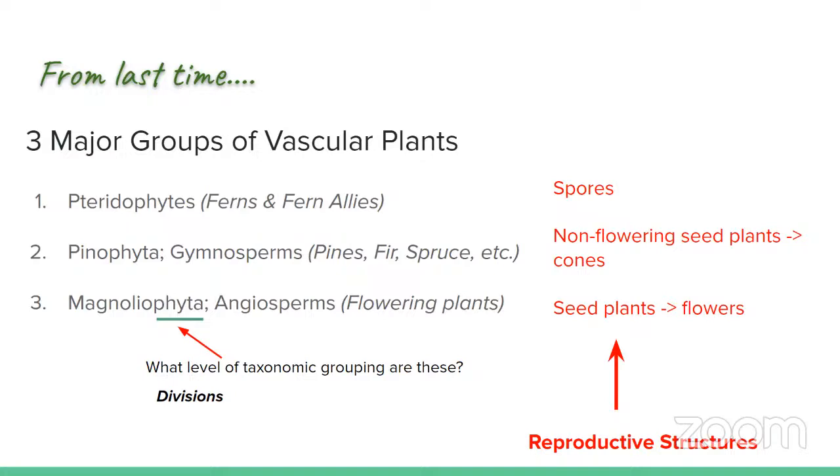So where we are right now is we're starting with the division Gymnophyta. These are going to be our gymnosperms. They're going to have seeds, but what they're not going to have are structures called flowers. Okay? Our flowers will be found in our angiosperms later on, so we will be focusing mainly on that after spring break. But we are starting to see plants that use seeds rather than spores for reproduction.